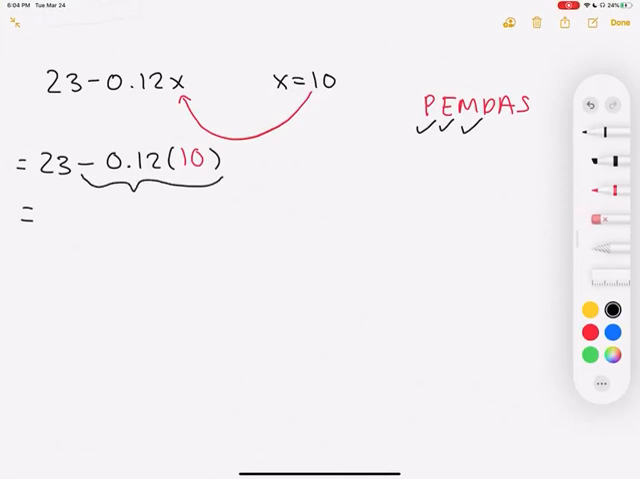So negative 0.12 times 10. This is the multiplication that I'm doing. So 23 stays in there. A negative times a positive is going to give me a negative result. And 0.12 times 10, that's going to be 1.2. There's no divisions, there's no additions, and the last operation that I'm going to do, of course, the only operation available is going to be the subtraction. Now I'm going to subtract 23 minus 1.2, and this should give me 21.8, and this is going to be the result.